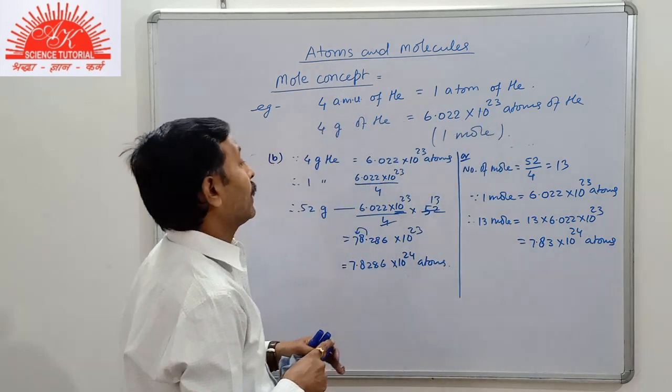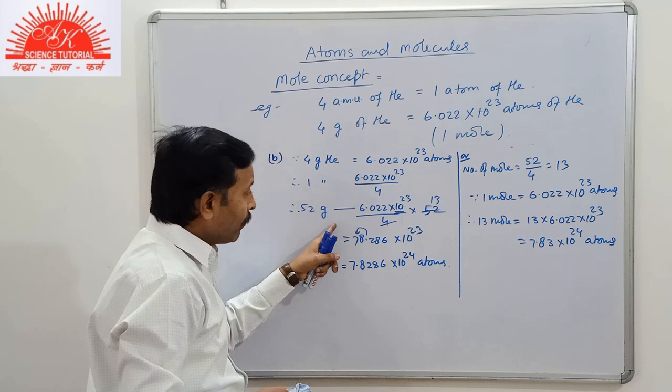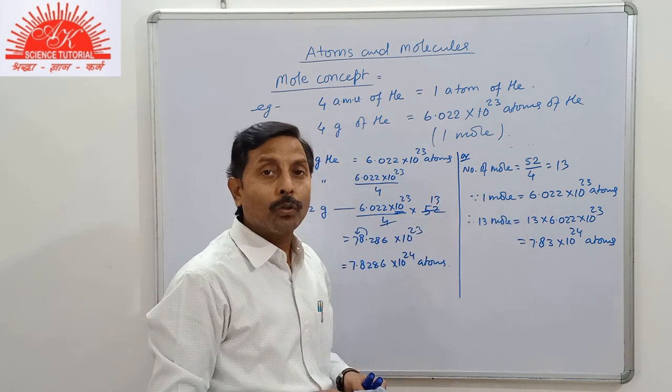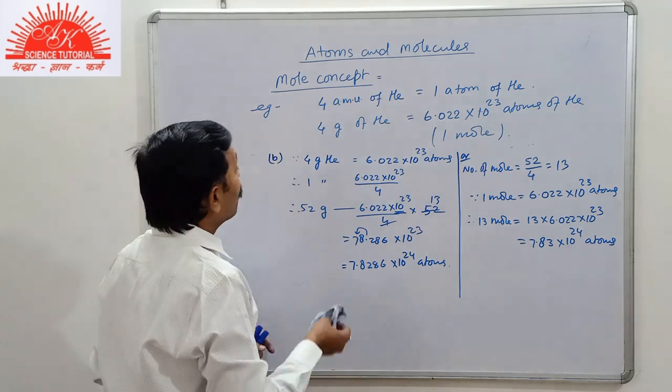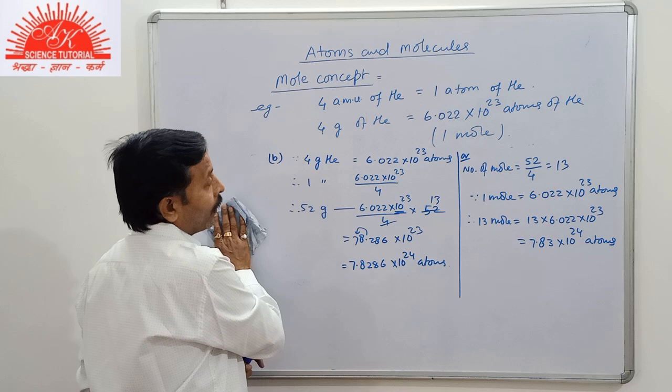So you can find it out indirectly, that is by using the unitary method or by using this method. So you have compared the mole, the mass and the number of atoms.